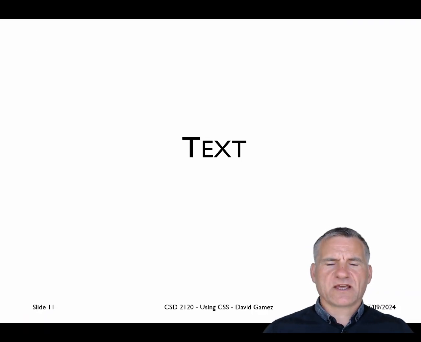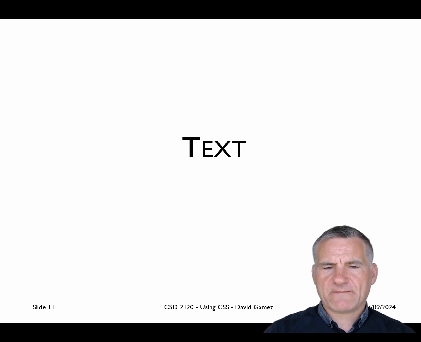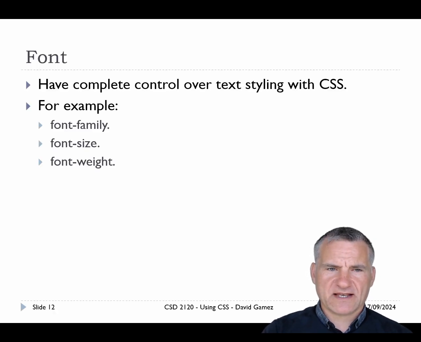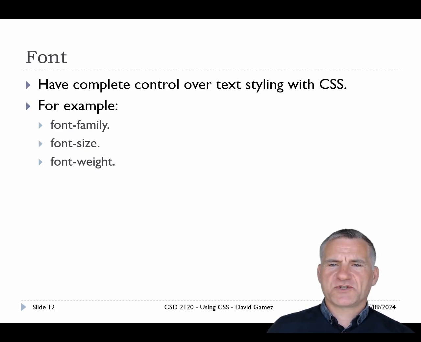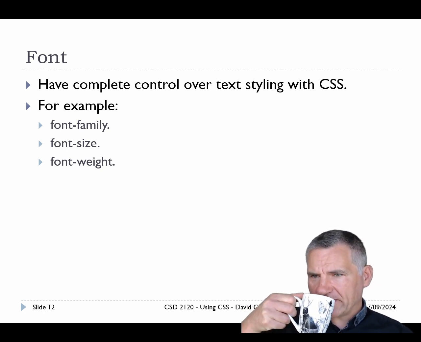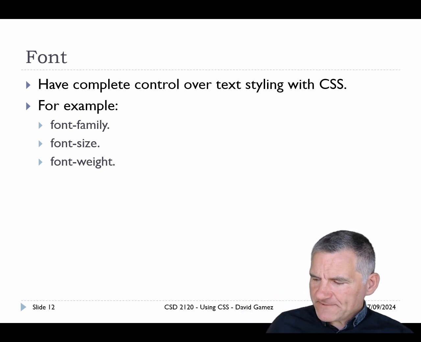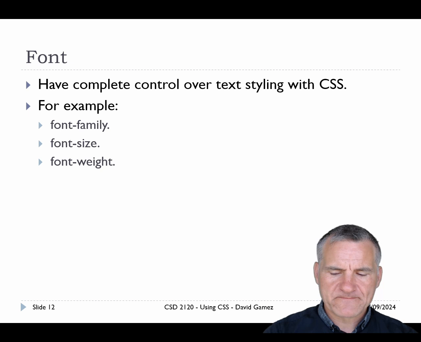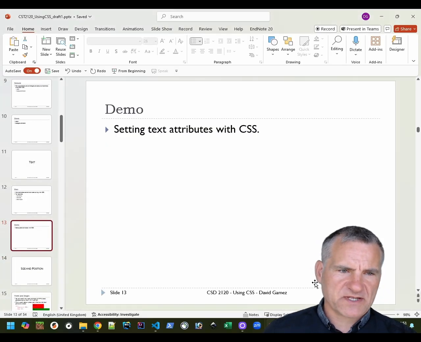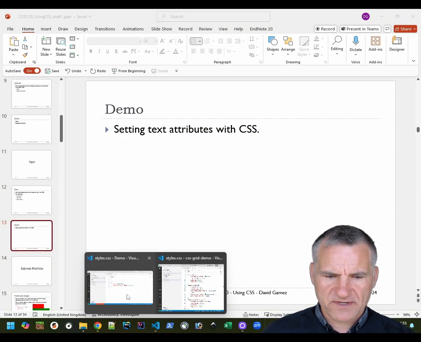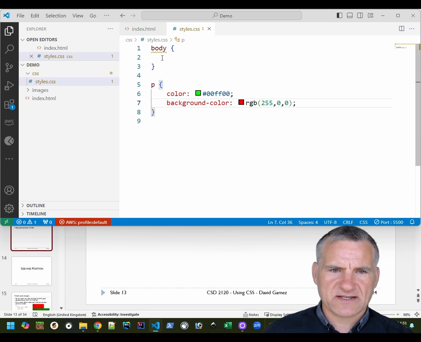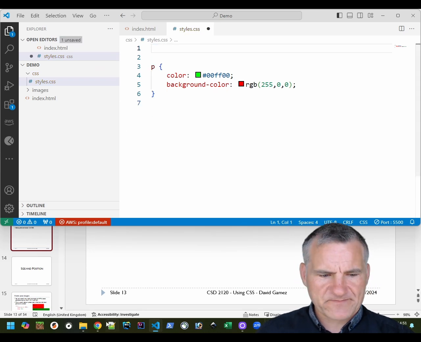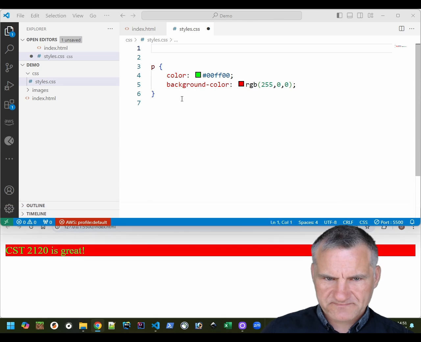So the next thing I want to cover pretty briefly is text formatting using CSS. And you've got complete control over text styling, right? You can do the font family, font size, and font weight are the most common, as well as decoration like underlining, italics, and so on, yeah? So I'm just going to do a quick demo of that rather than go over it in detail. I'm not going to cover every kind of style, but just to show you how it works.